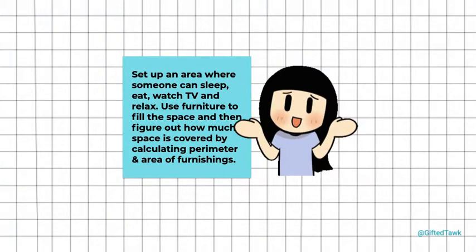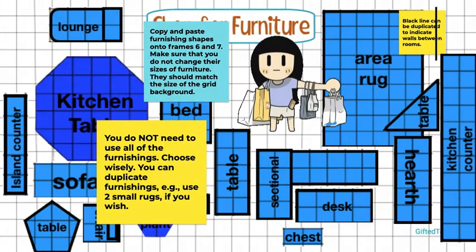You need to set up an area where someone can sleep, eat, watch TV, and relax. Use furniture to fill the space and then figure out how much space is covered by calculating perimeter and area of your furnishings. You do not need to use all of the furnishings that I've supplied, so choose wisely.